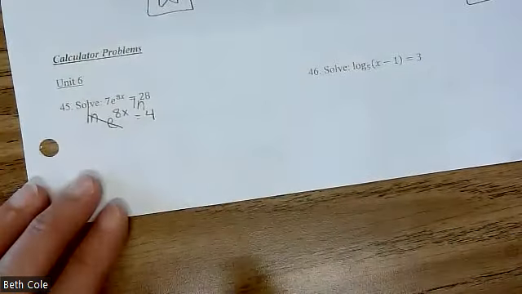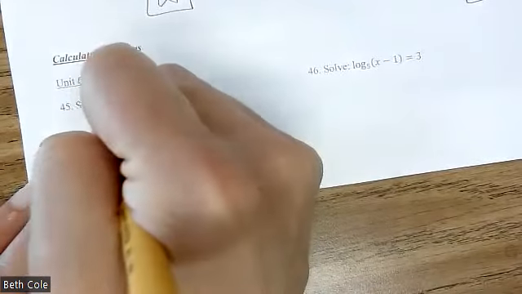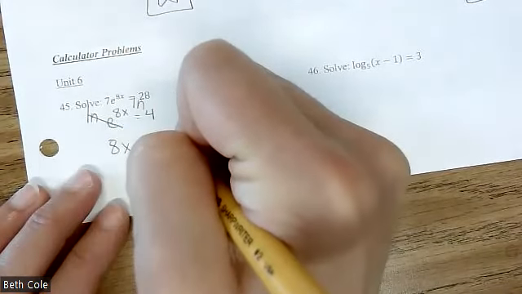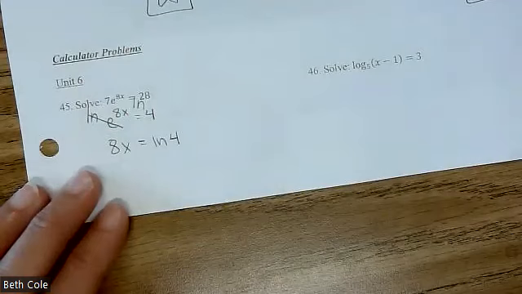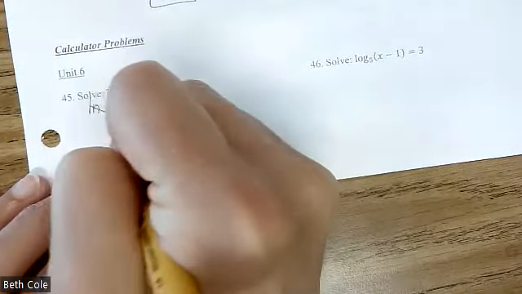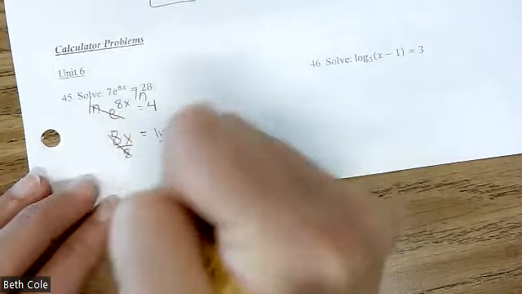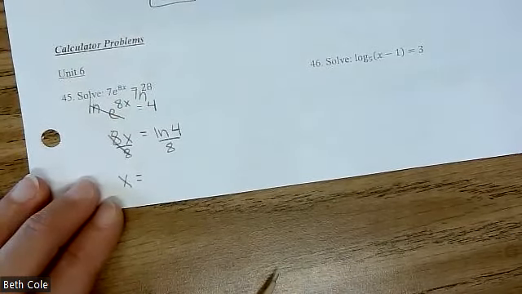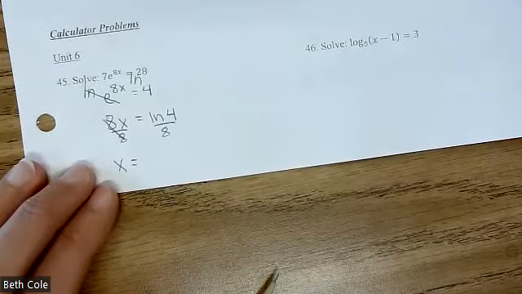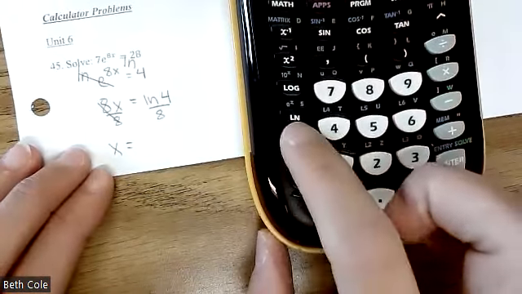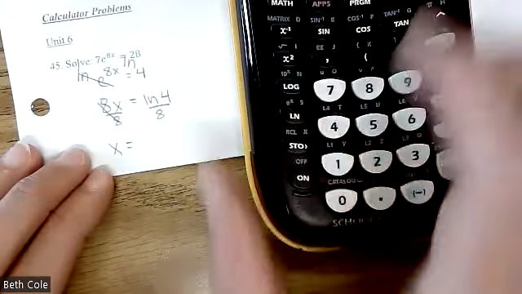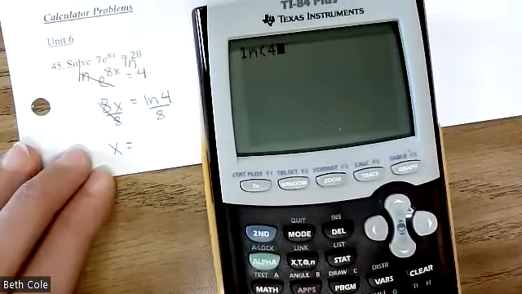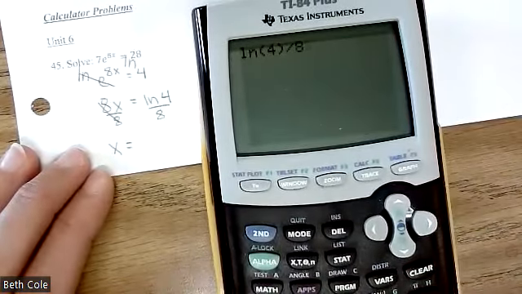That is what will cancel that out. So you get 8x equals ln of 4. And then your last step is divide by 8. So what you need to type in your calculator is ln 4 divided by 8. Your ln button is on the left side. It's kind of next to the 4. So you're going to do ln of 4, close the parenthesis, and then divided by 8.